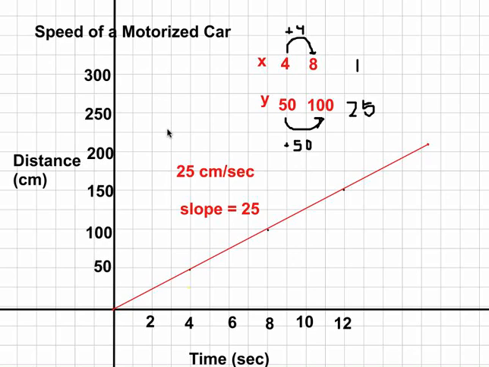Slope is a more generalized term, so don't get caught up in the units. We've been working with slope in a lot of different ways. Slope is speed. Speed is change in y over change in x. We just haven't always looked at it in the same way as a graph. So as the x increases by 1, the y increases by 25, therefore the slope is 25, therefore the speed is 25 centimeters per second.